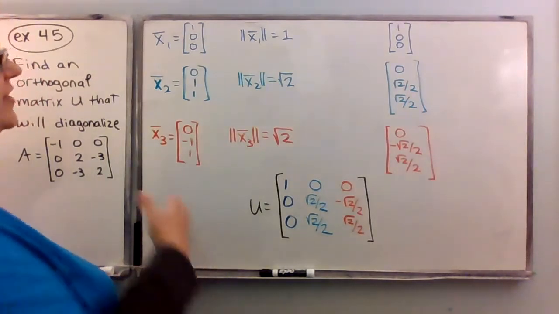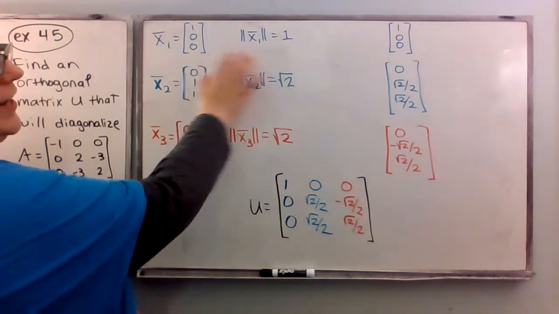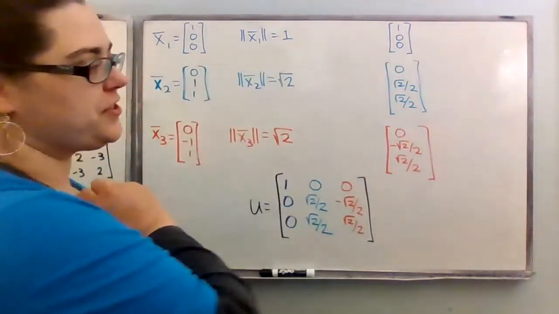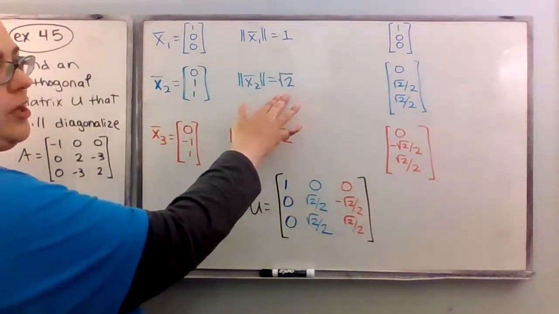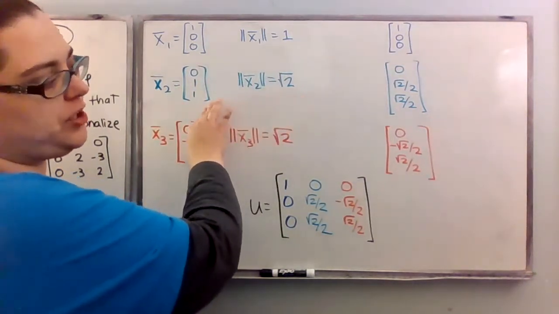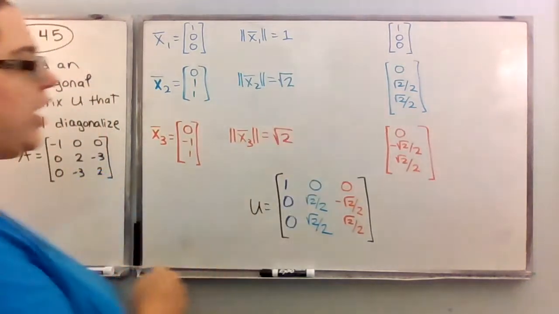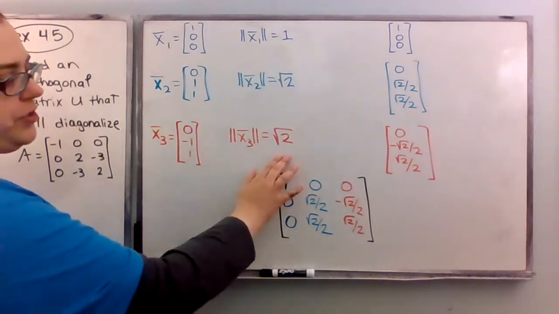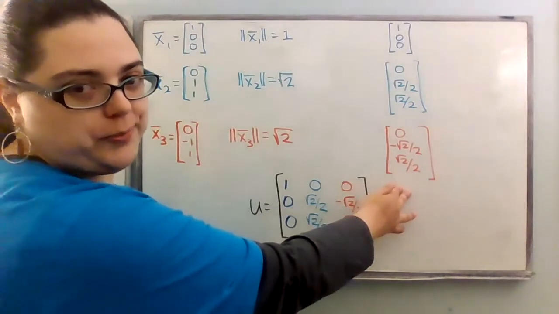Very fortunate for us. The first eigenvector that we had was 1, 0, 0, and its norm was 1. So we didn't have to mess with that one at all. We got 1, 0, 0. For the second one, however, its norm was √2. So we did have to divide through by √2 and rationalize our denominator to give us 0, √2 over 2, √2 over 2. And then similarly here with x3, it had a norm of √2. So we ended up with 0, -√2 over 2, √2 over 2.